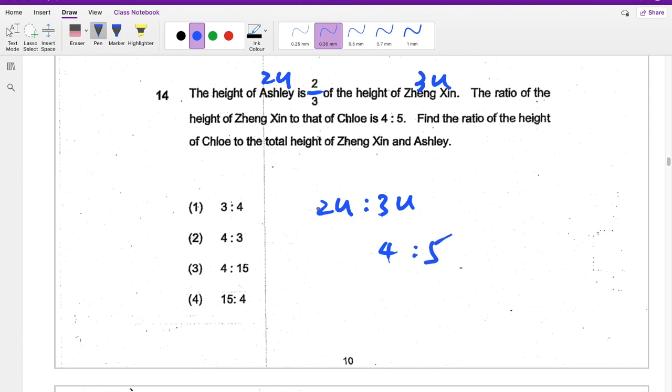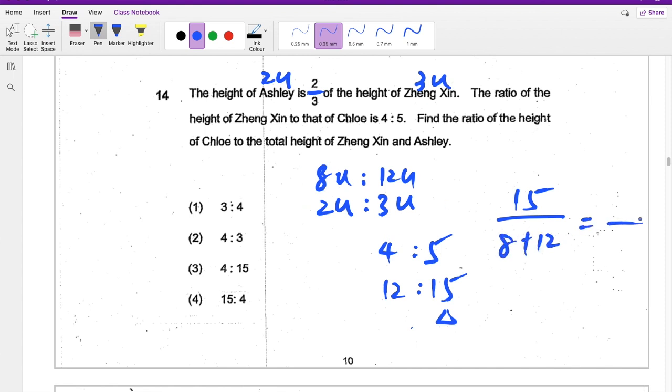So what we can do is convert these two to have a common number, 12. So Zhenxing is 12 units, Ashley is 8 units, and this one is 12 to 15. We find the ratio of the height of Coil to the height of Zhenxing and Ashley. So it's 15 divided by 8 plus 12, which is 20. We simplify by dividing by 5, giving 3 to 4. So the answer is 3 to 4.